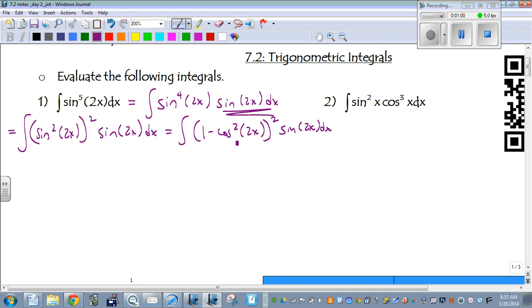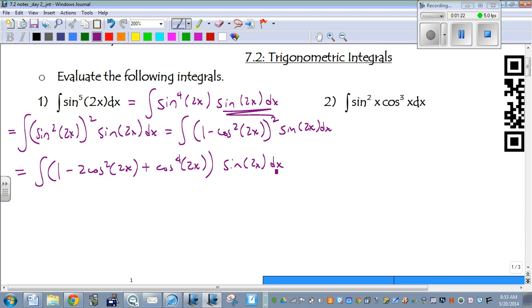And this 1 minus cosine squared of 2x, we have to go ahead and square that, so we can multiply it out using FOIL. And we get 1 minus 2 cosine squared of 2x plus cosine to the fourth of 2x. And then we still have our sine of 2x dx.